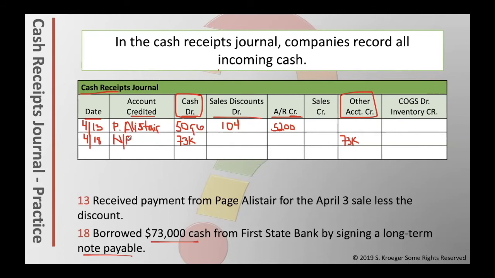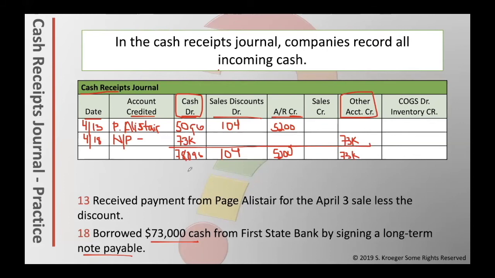Now that we're done, because there were only 2 transactions we had to do, we would add up all the columns and then post this to the ledger for these different accounts. Cash would be 78,096 when you add these 2 up. The other accounts are a little bit easier because there's only 1 entry. For instance, sales discounts is only 104. Accounts receivable is 5,200. And the other account is 73,000. We just have to make sure we post the 73,000 to the actual account notes payable.